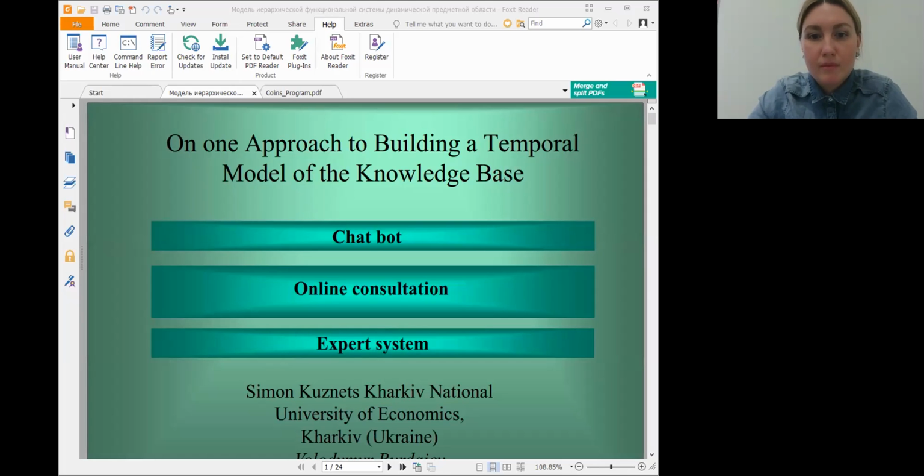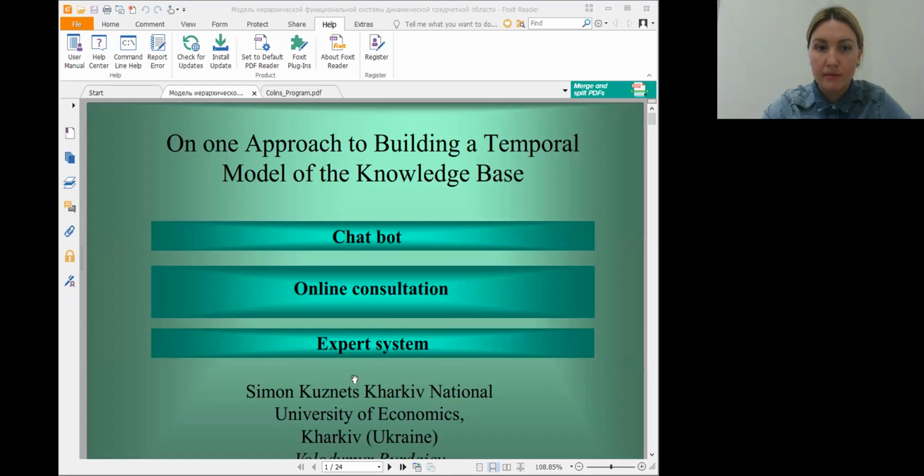Let me introduce you to the report on the topic "One approach to building a temporal model of the knowledge base." I am an associate professor of the Department of Information Systems of Simon Kuznets Kharkiv National Economic University, Volodymyr Burdaiev.